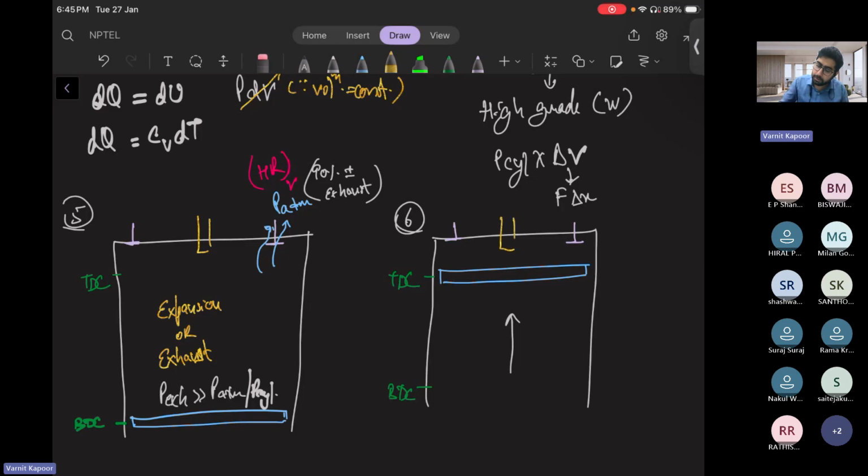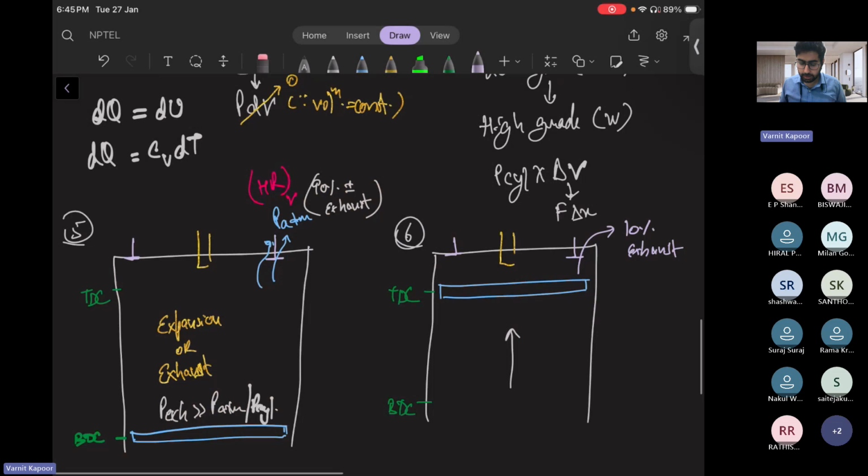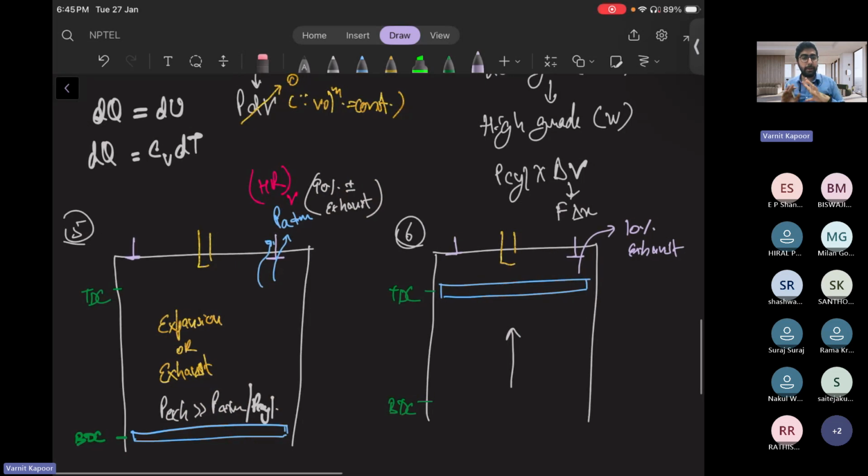This is your spark plug. 10% exhaust. Okay. So this was your exhaust stroke. All right. Any doubts? So this was your complete cycle.